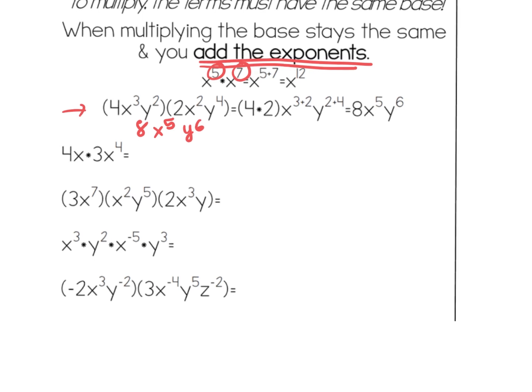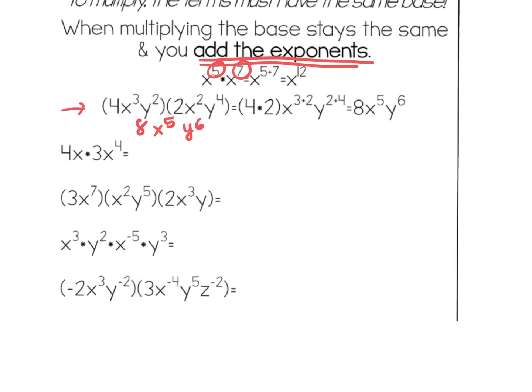Okay, so let's do this. So 4 times 3 gets me 12 for the coefficient. X to the 1st times x to the 4th gets me x to the 5th. Could you add the exponents? All right, the next one, 3 times 1. There's nothing, so it's 1.